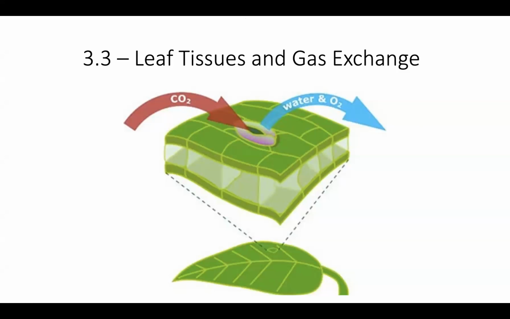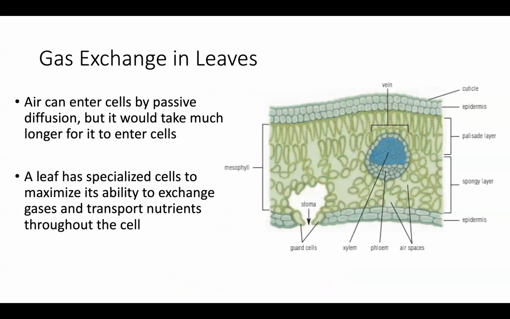Okay, so today's topic is leaf tissues and gas exchange. Let's get into it. We're going to talk about some more specialized cells that allow the plant to better survive in its environment. Gas exchange in leaves is important as photosynthesis requires carbon dioxide as a reactant, and it produces oxygen. So this air, the carbon dioxide and the oxygen required in photosynthesis, needs to be able to travel through the plant.